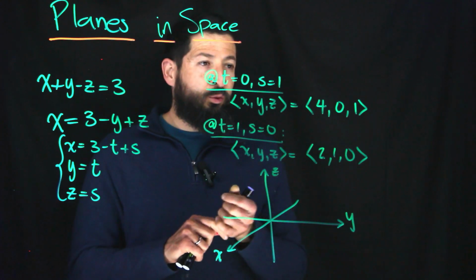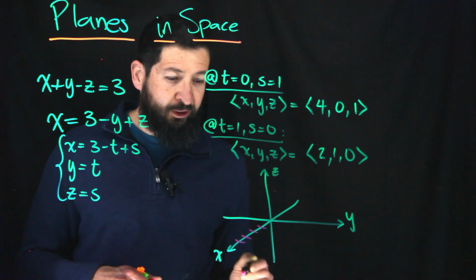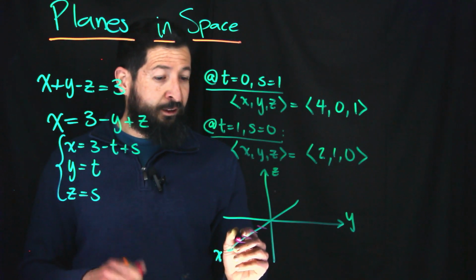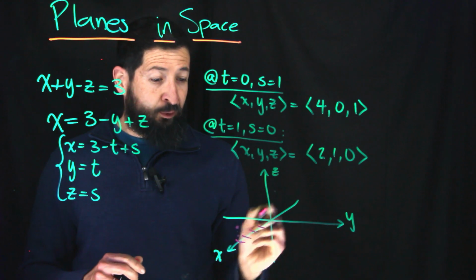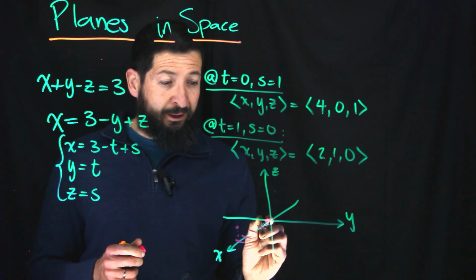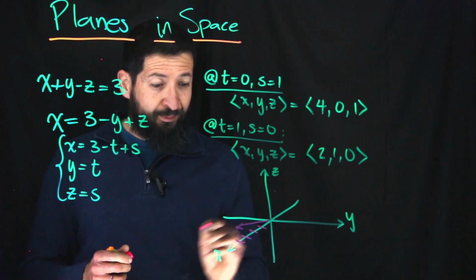So I'm going to go 4 units. My units will have to be small. In the x direction, 0 in the y, so I'm done, and 1 up. And now what you have to remember is that these are vectors that I'm drawing. So these vectors are going to be in the plane. So my first vector is going to be this guy here.